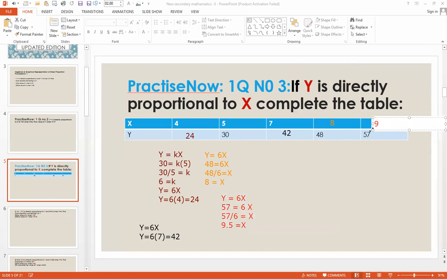Okay, 9.5. So I think it is easier for you. How do you complete the table? First, you have to choose a value where both values are given. And after this, after finding the value of k, you are able to find the missing values of the table. Now we have to move towards question number 5 of the exercise. It is again related to this.